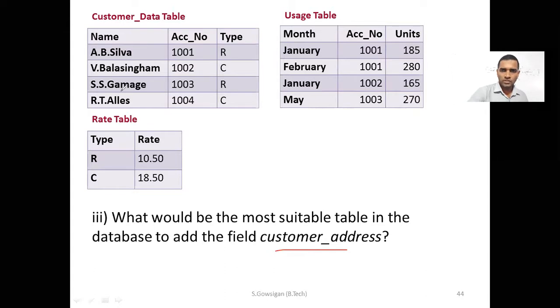So it has name, it has account number. Account number is there to make the connection, right? And also type is there. It is because for connection, right? So this is the idea. Okay. So answer customer data table. You cannot add that with another tables.